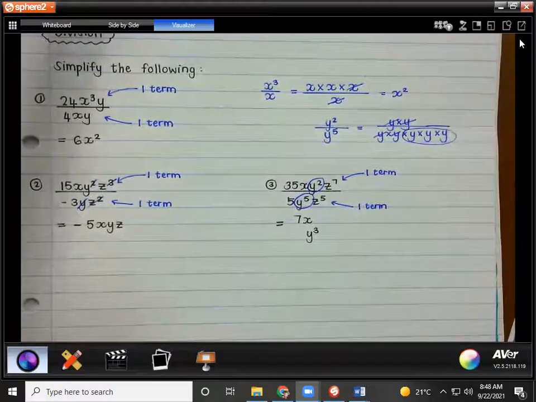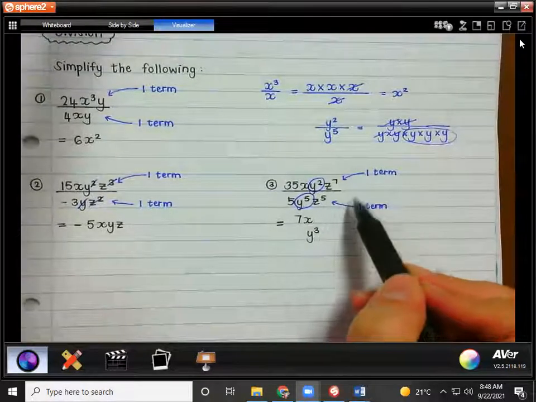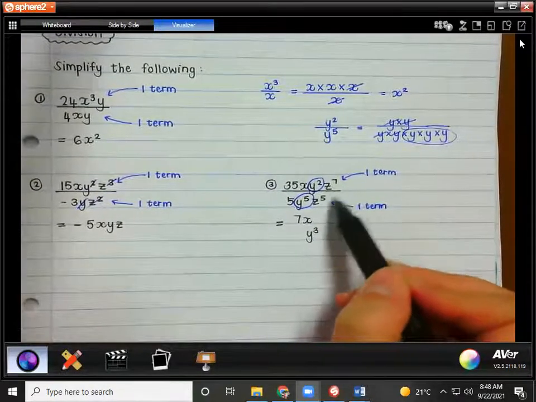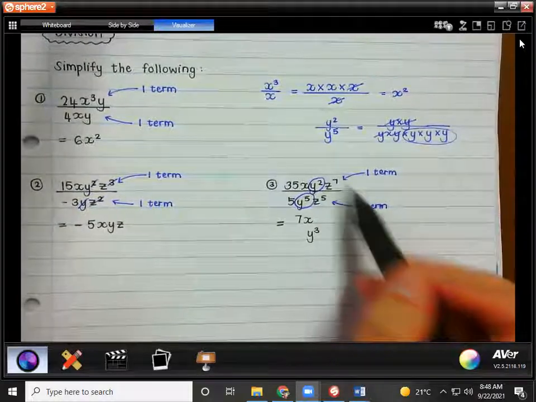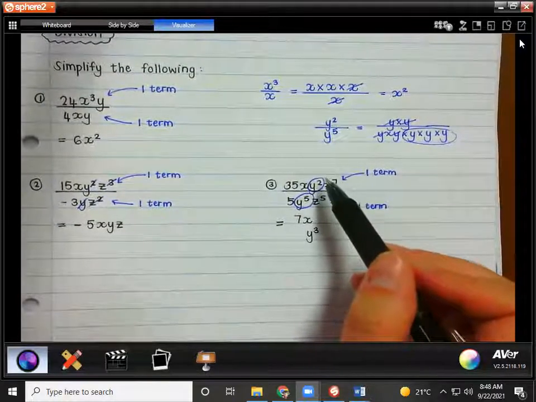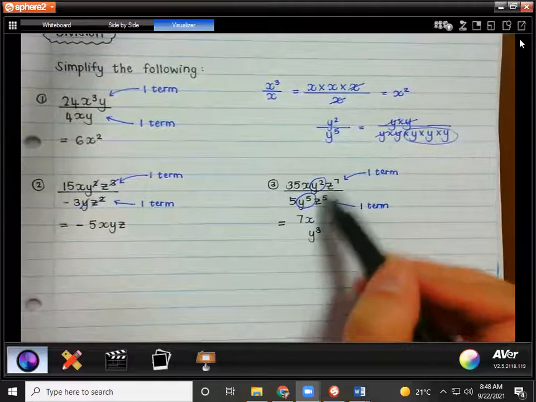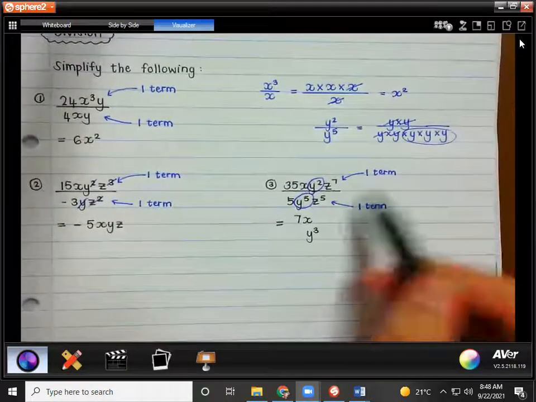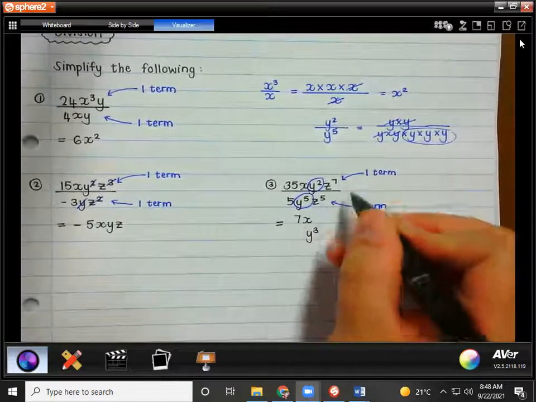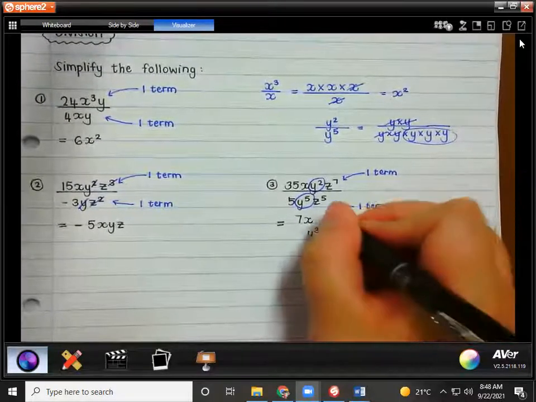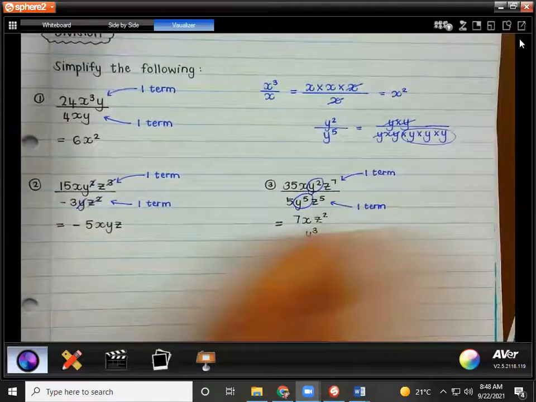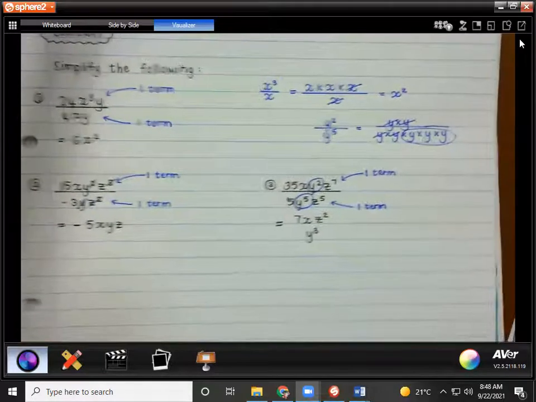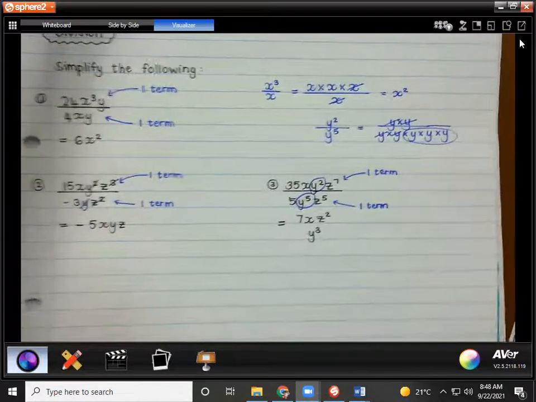We still have z's to look at. We have 7 z's at the top, 5 z's at the bottom. Where do I have more? At the top or the bottom? At the top. So I'm going to be left with z's at the top. How many am I going to be left with? 2, because it's 7 at the top, 5 at the bottom. So if the 5 at the bottom cancel out 5 of the 7 at the top, I'm going to be left with z squared. And that is the answer there.